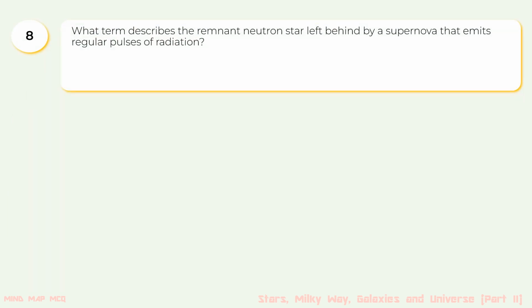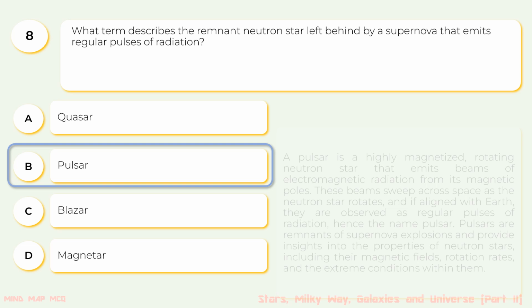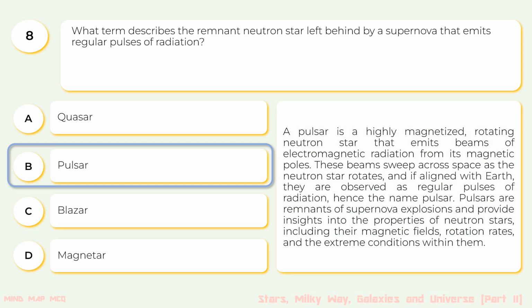The next question is 8. What term describes the remnant neutron star left behind by a supernova that emits regular pulses of radiation? The options are A. Quasar, B. Pulsar, C. Blazar, or D. Magnetar. The correct option is B. Pulsar. A pulsar is a highly magnetized rotating neutron star that emits beams of electromagnetic radiation from its magnetic poles.